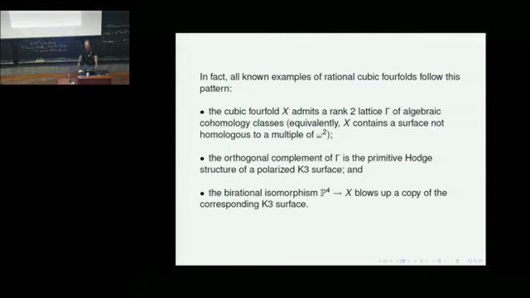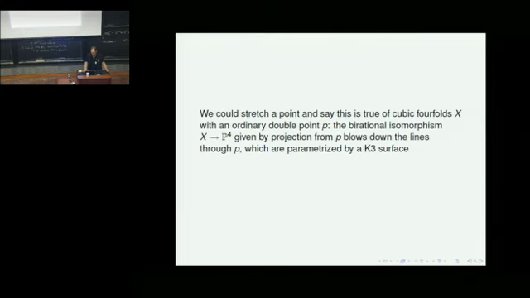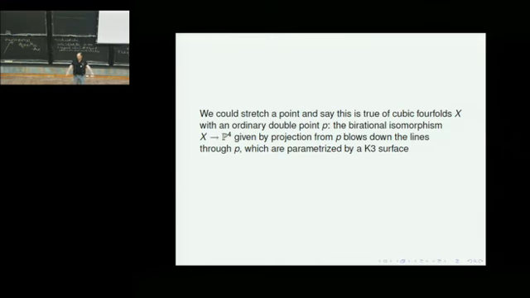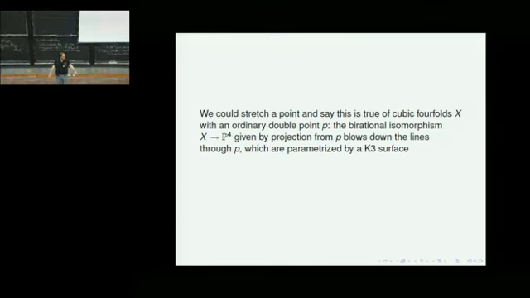So there are by now a number of examples of cubic fourfolds that are known to be rational, and they all conform to this picture. And here I'm on shaky ground, but you could even make the case that this is true for a cubic fourfold with a double point. Of course, if a cubic fourfold has a double point, it's automatically rational via the projection from that double point. And the projection from that double point to P4 collapses the lines on the cubic fourfold through the double point.